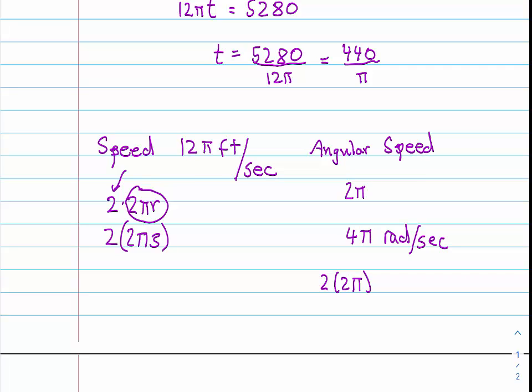So if you want angular speed, you just don't care about the distance. You just want to know how fast the angles are changing. So it's 2 times 2 pi. And this 2 is just the number of revolutions per second, because we were concerned about revolutions per second.